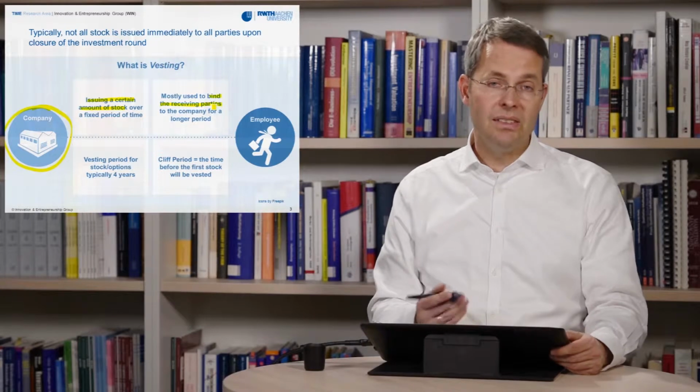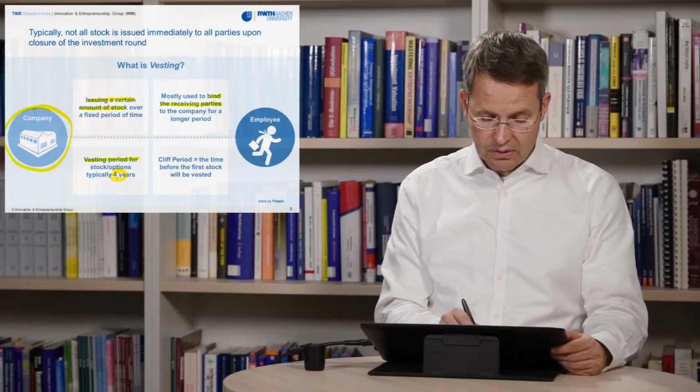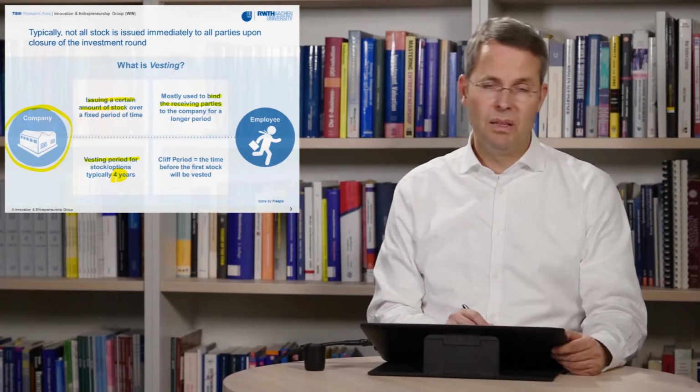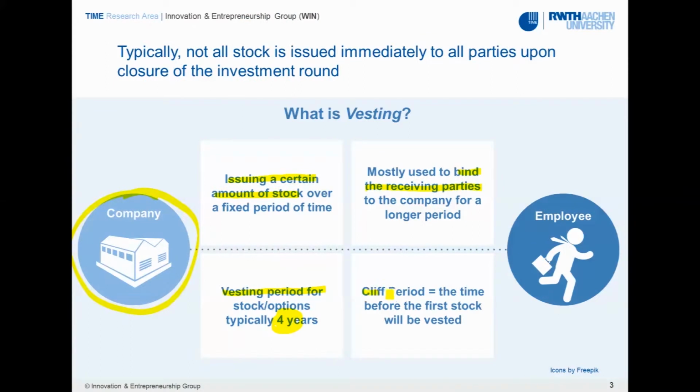A vesting period in most cases in VC contracts is typically 4 years. It might be a little less, but in most cases it's 4 years. And it has a cliff period. The cliff period is the time before the first stock will be vested.